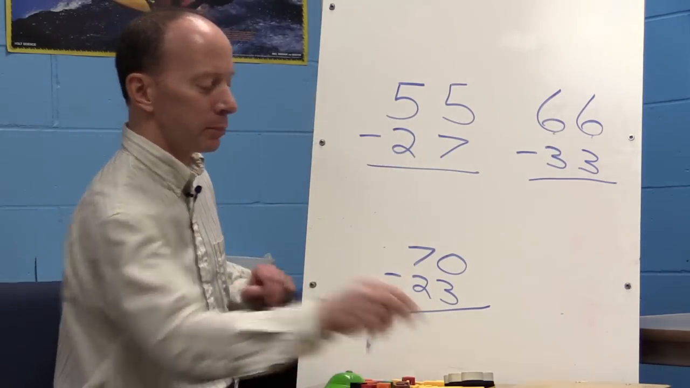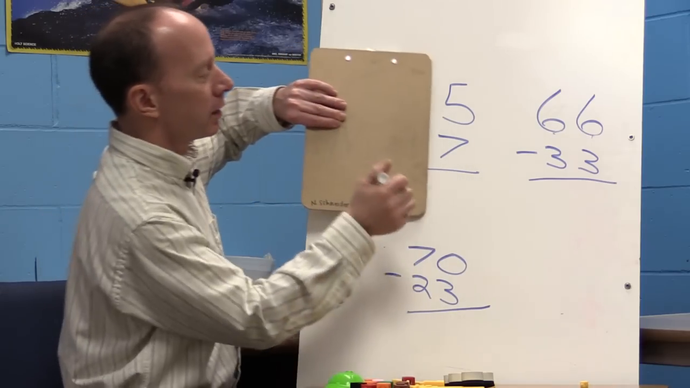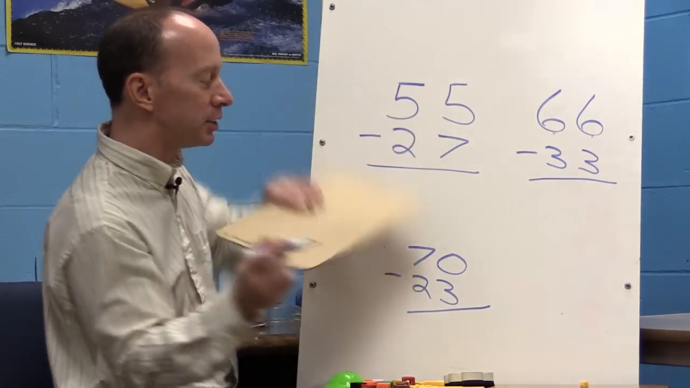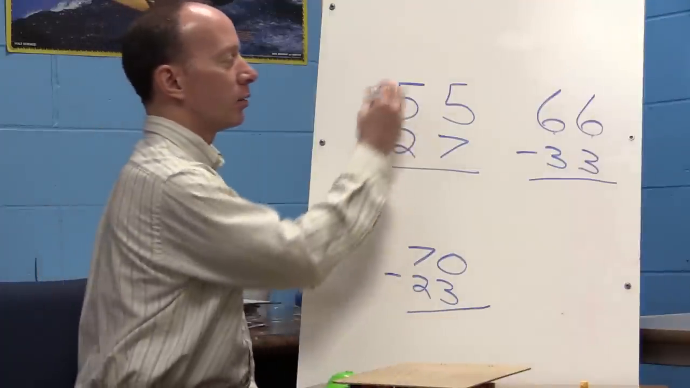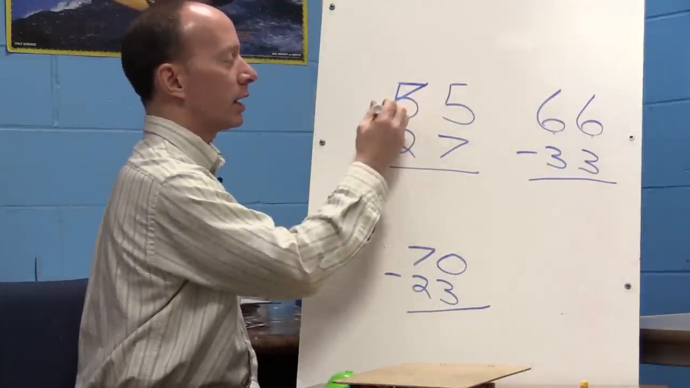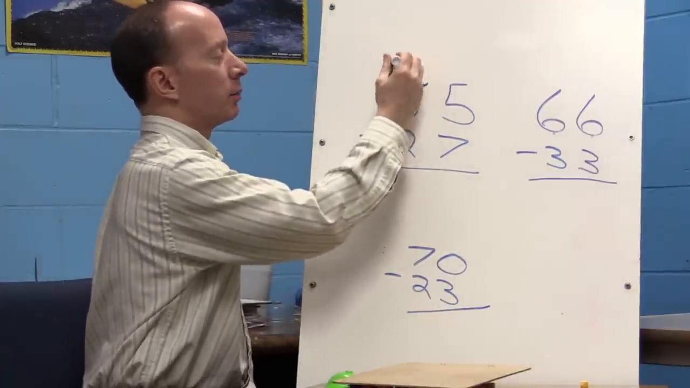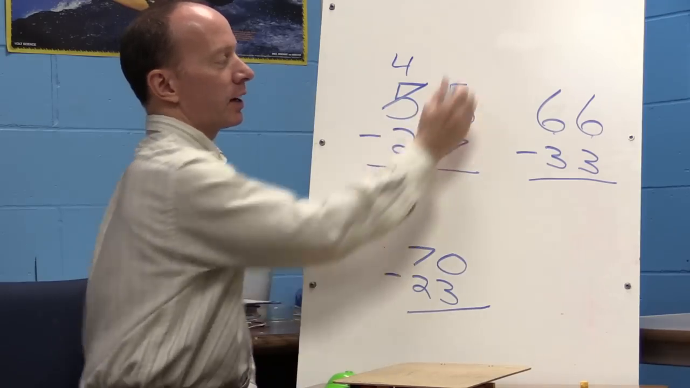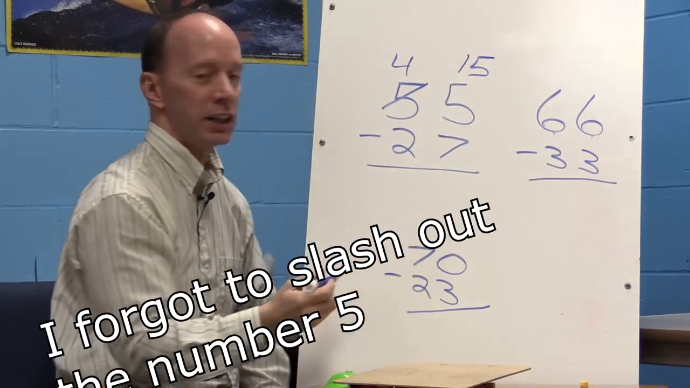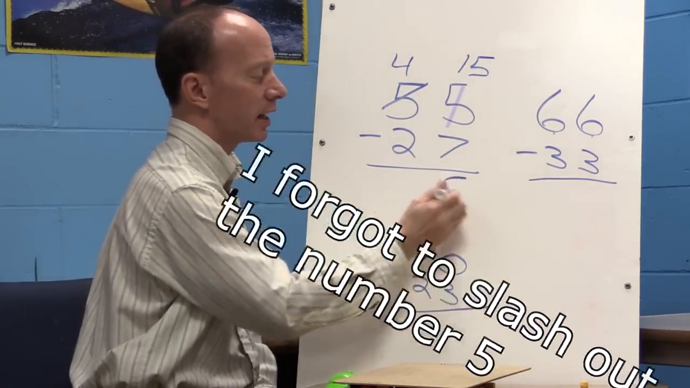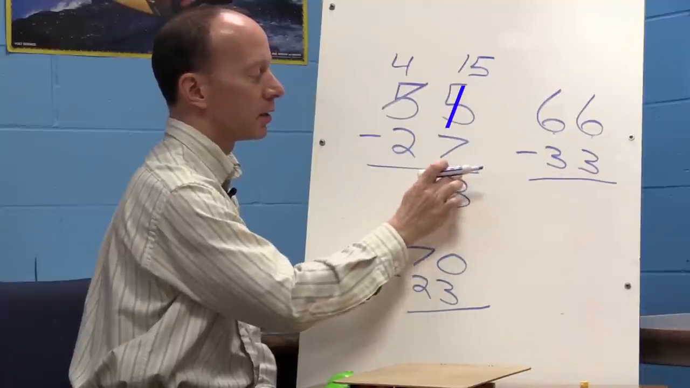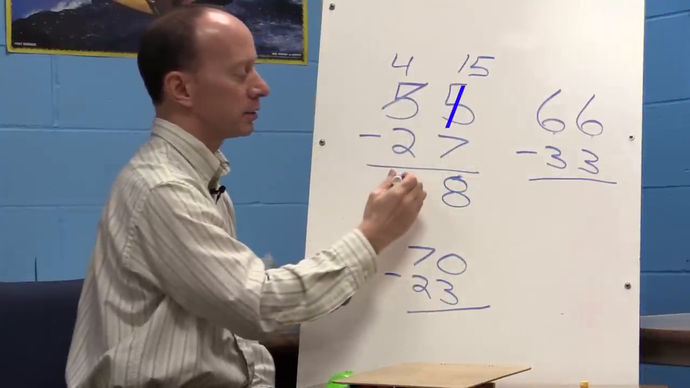55 minus 27, boom. Number on the top is too small. I need to regroup. Take a 10 away from the 5 or the 50. And that would be 4, add that 10 plus the 5, that is 15. 15 minus 7 is 8. 4 minus 2 is 2.